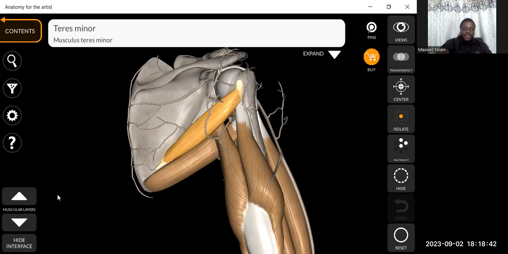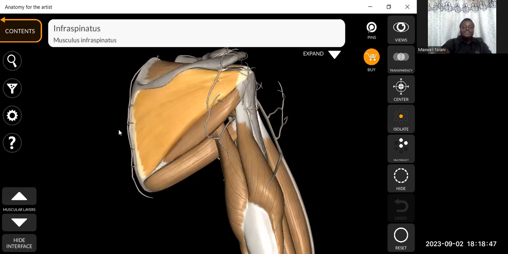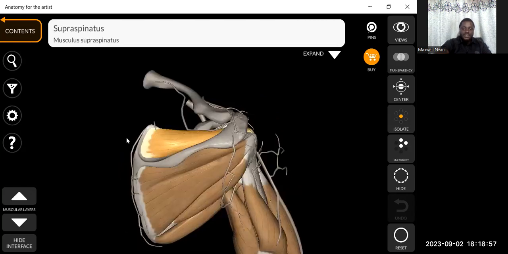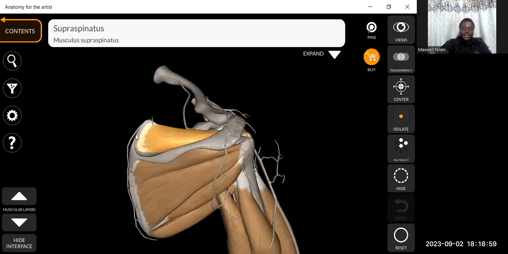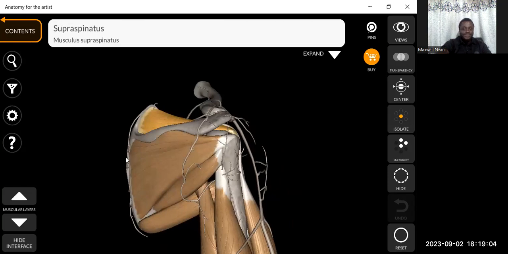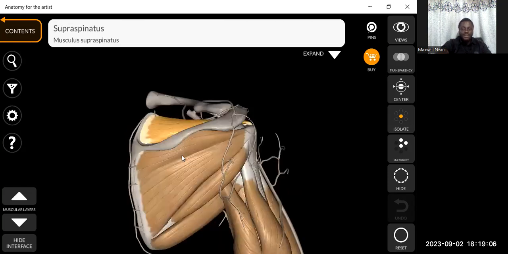All right, so we have the infraspinatus muscle in the infraspinous fossa, and then we also have the supraspinatus muscle attaching in the supraspinous fossa, okay? We're not talking about muscles today, so I will talk about where they are going to. I just want you to have a mental picture of how this looks in the cadaver.